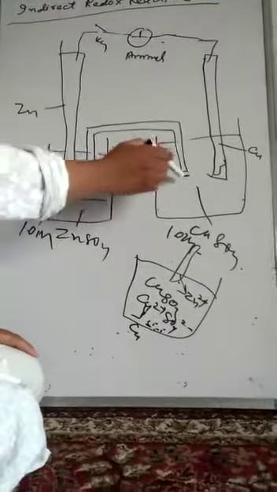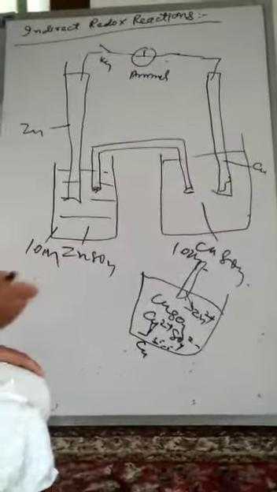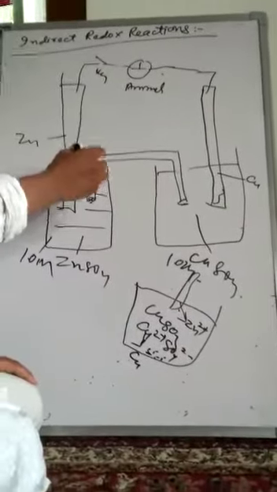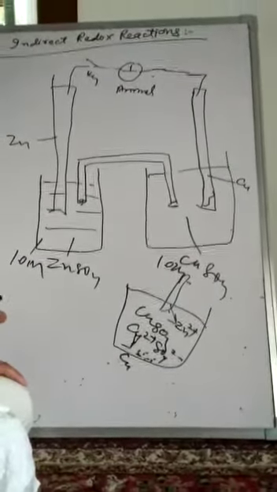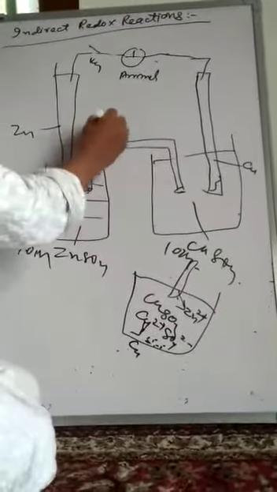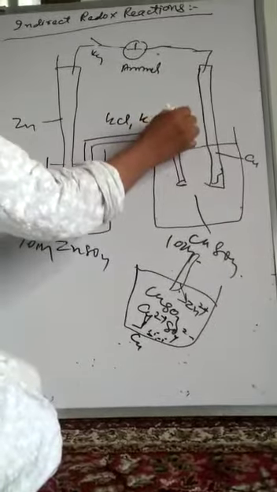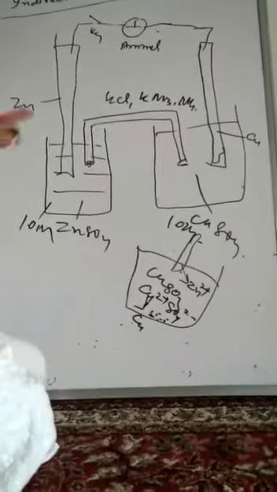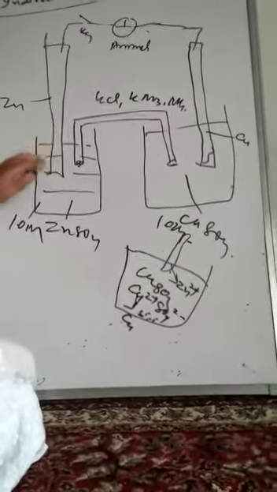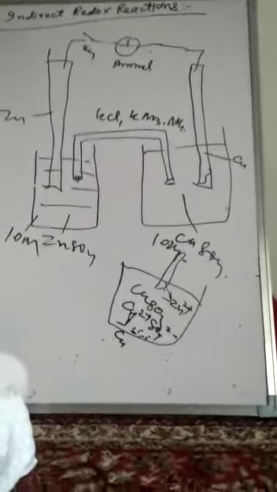The two solutions are also joined by what we call a salt bridge. This is a U-shaped tube in which we put a paste of potassium chloride, potassium nitrate, or ammonium nitrate. Why these? Because these don't have any reaction. These are neutral to both these solutions. If they react with these solutions, then the whole dynamic of the reaction will change.